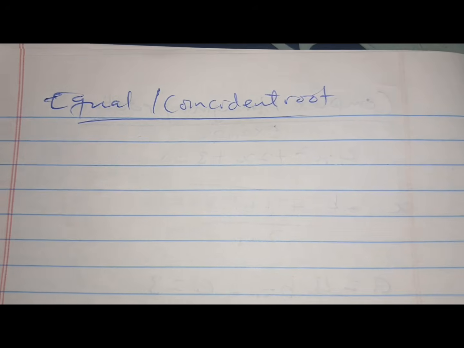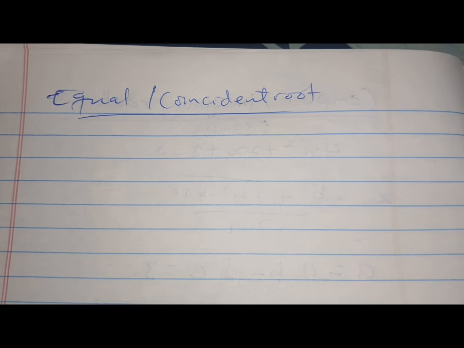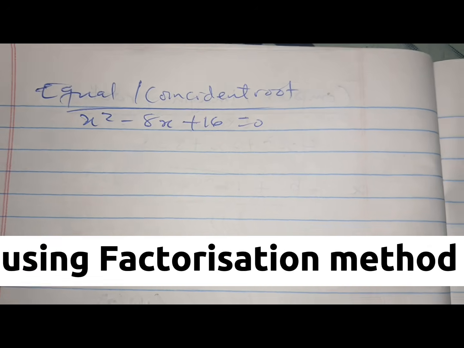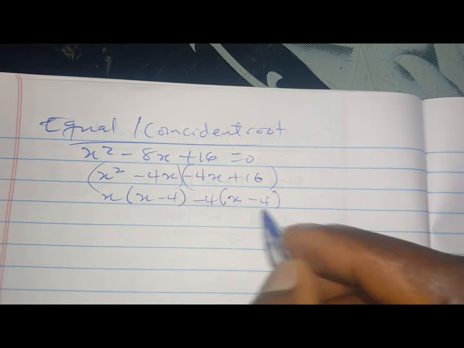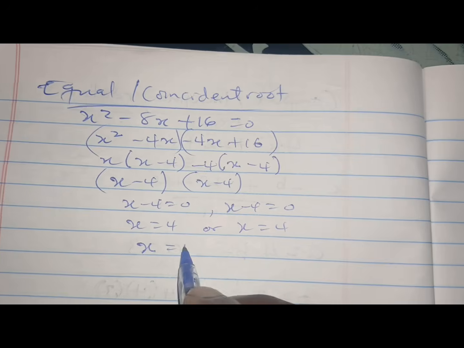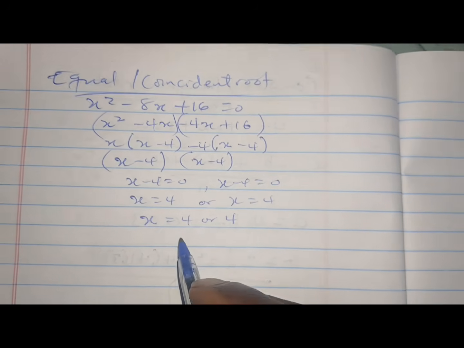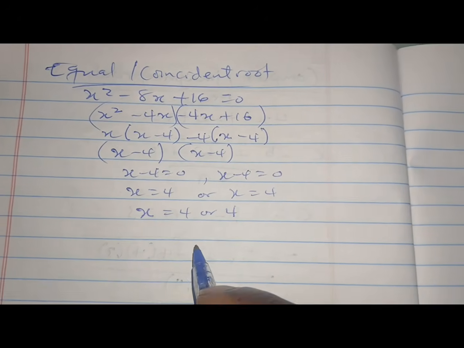So that we say an equation has equal or coincident roots when after solving the quadratic equation, you end up getting the same roots. So the same value for x. If we are to solve this, you end up getting the same values for x. This is when the roots are termed as an equal root or coincident roots.